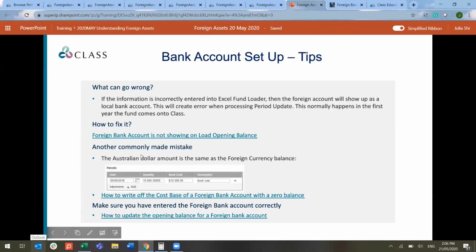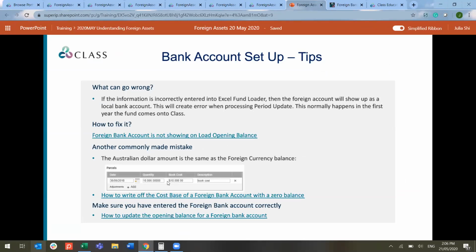There is also another commonly made mistake from the load opening balance page. A lot of the time, what we find is the quantity and the book cost have been entered with the same value. The quantity normally stands for the actual foreign currency value, and the book cost normally stands for the Australian dollars. Because it's foreign exchange, you rarely have these two amounts the same.